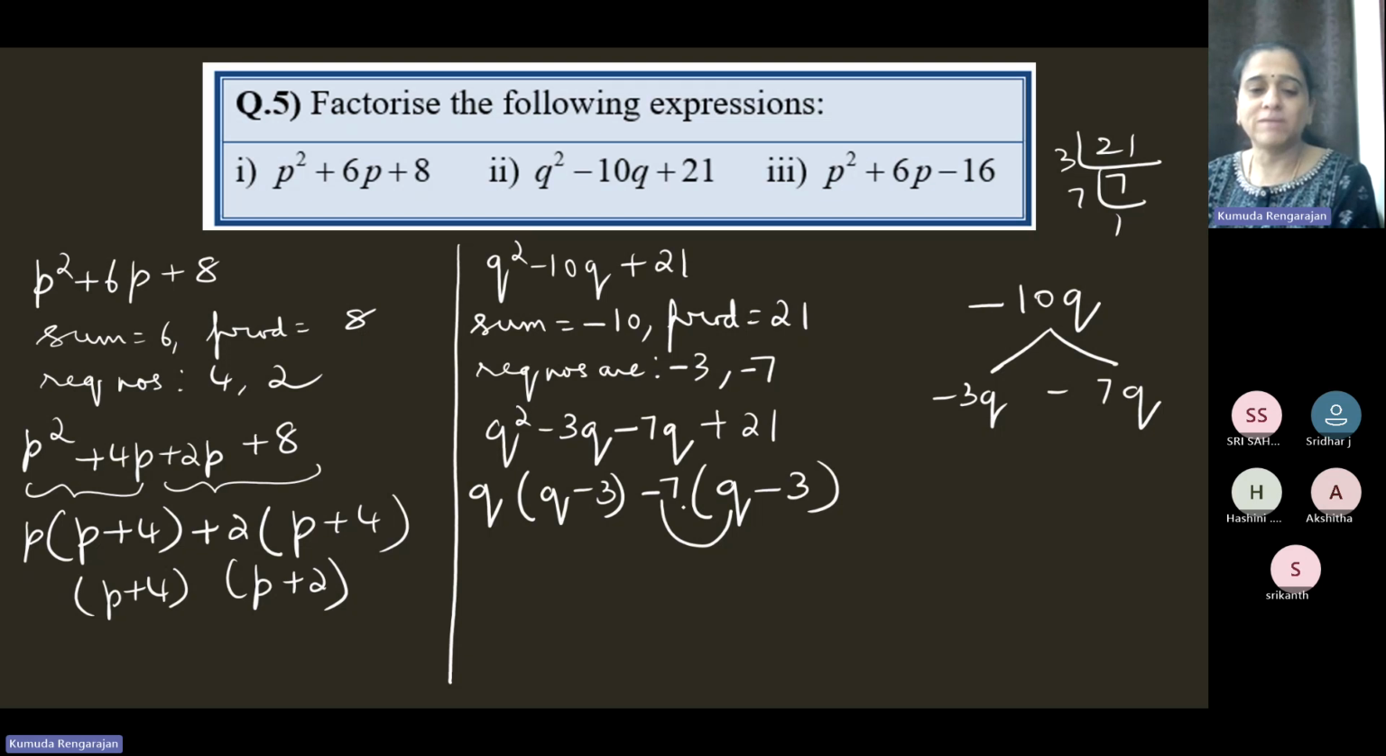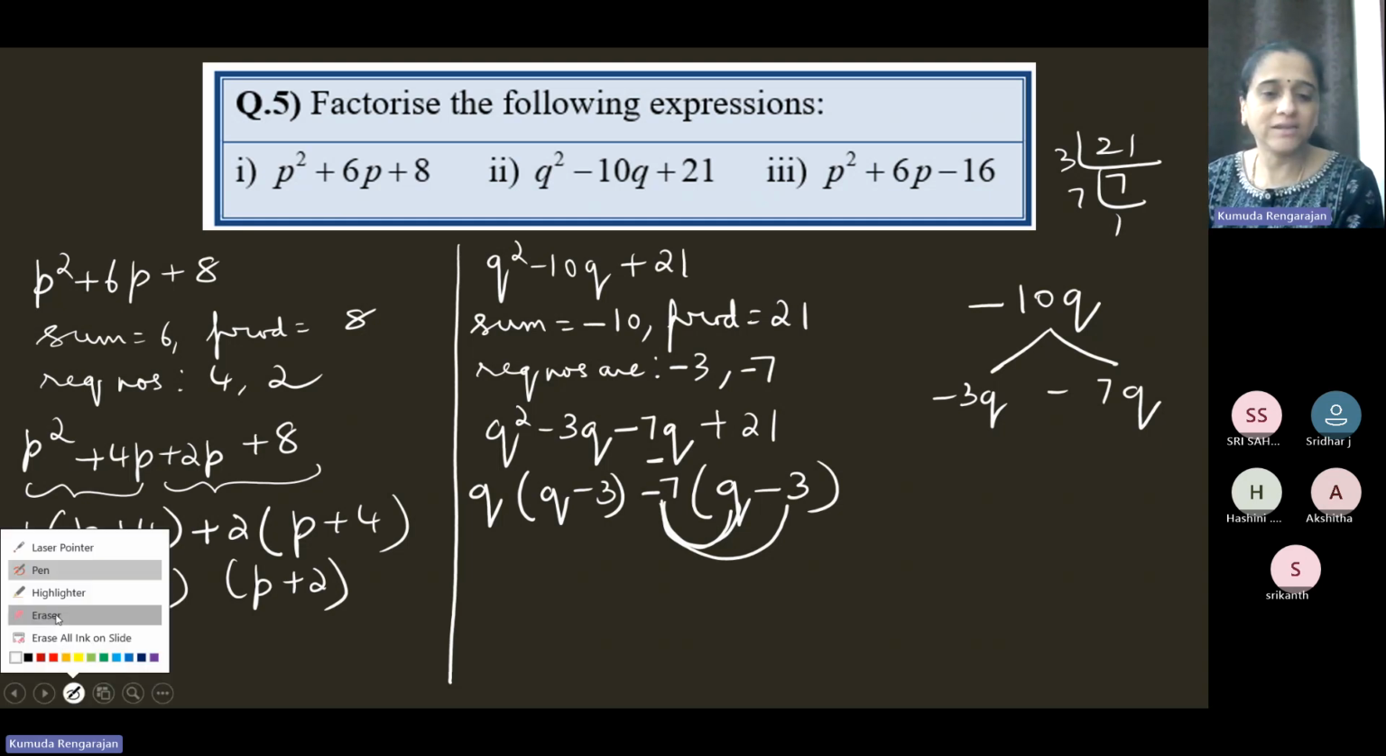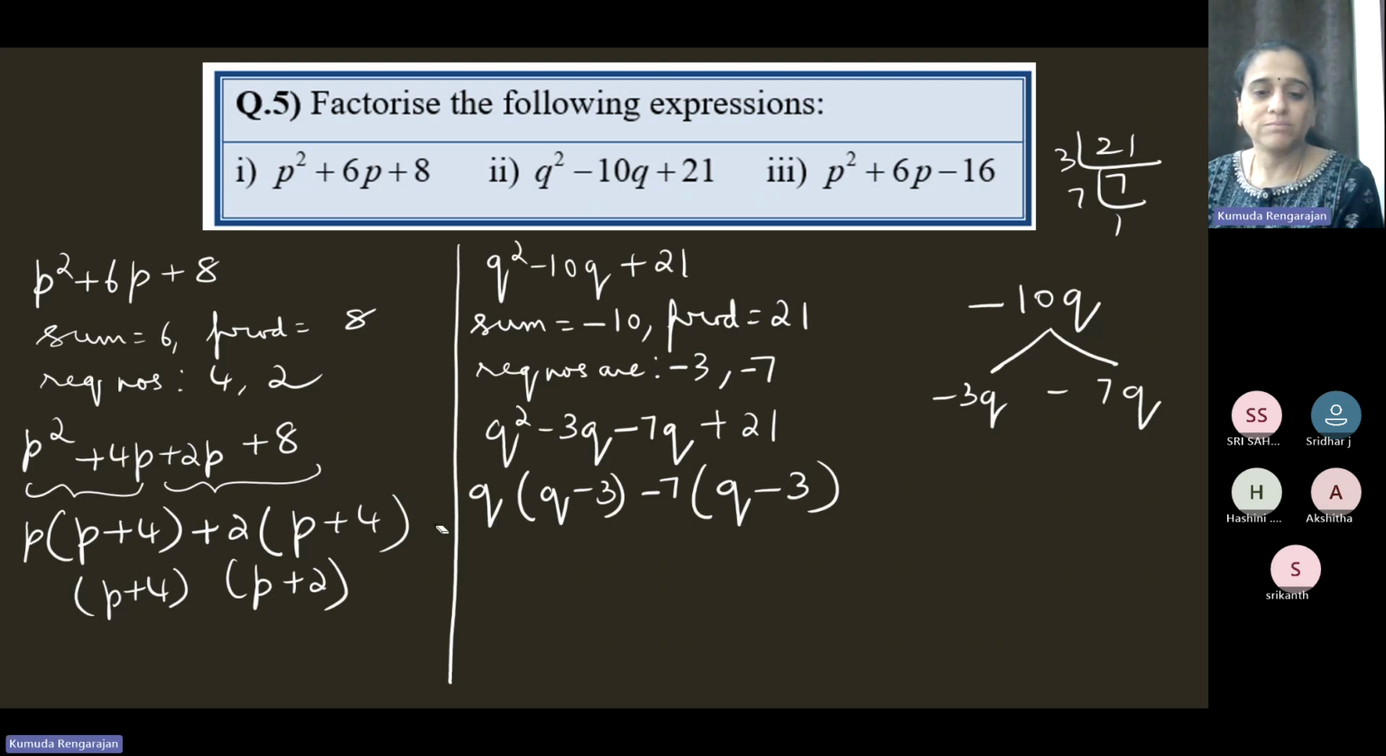Minus 7 into Q is minus 7Q. Minus 7 into minus 3, minus into minus plus 21. So see, one minute, I'll tell you one thing. Please listen if you have this doubt.